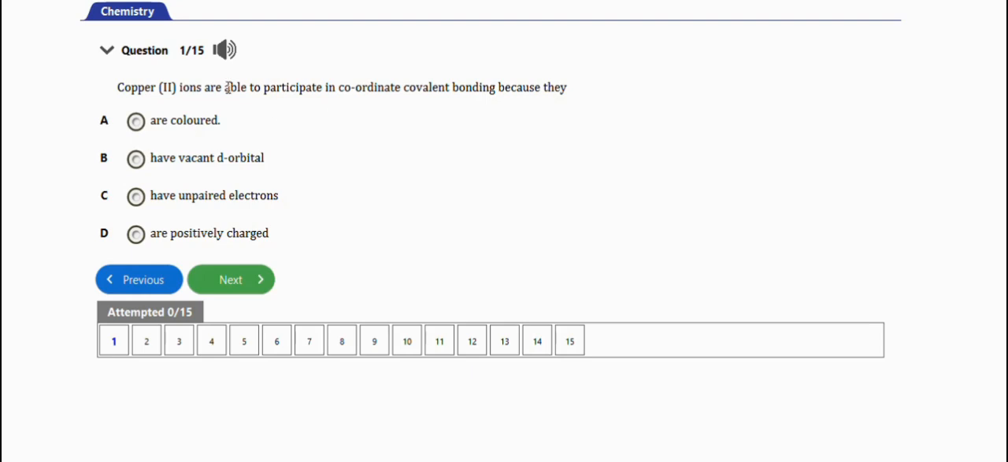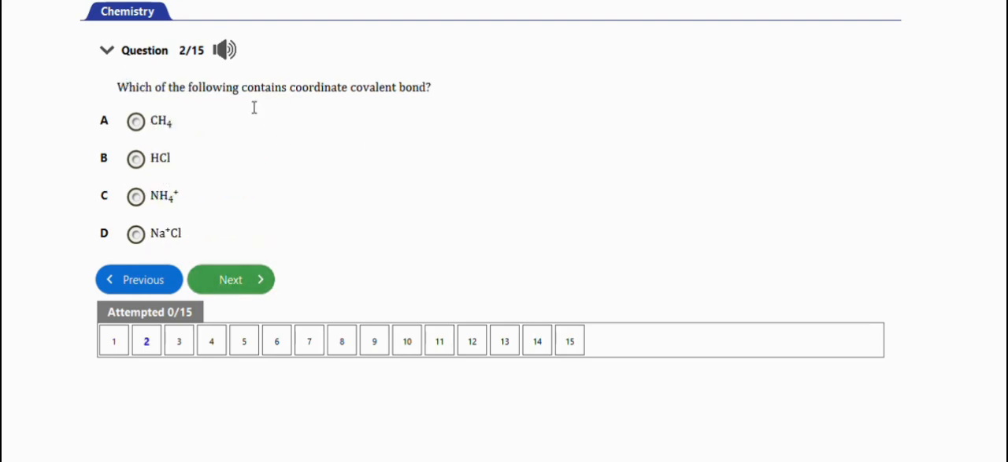The first question I have here says, copper 2 ions are able to participate in coordinate covalent bonding because they are colored, have vacant d orbital, have unpaired electrons, are positively charged. So the right answer is option B, because they have vacant d orbitals. Alright, very important.